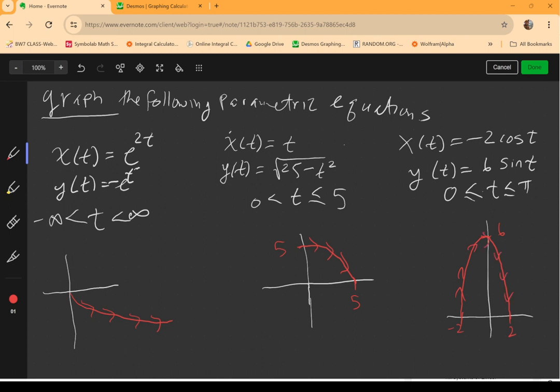Okay. And for curves that are more complicated, and these aren't so complicated, but just in general, we have technology that will help us figure out what the shape of these graphs look like.